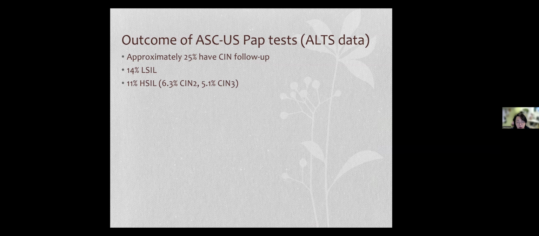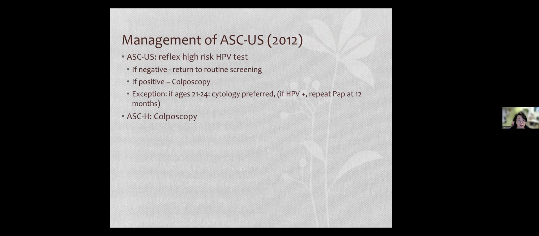And again, there's a study out there: ASC-US, it turned out, the follow-up had 14% low-grade SIL and 11% high-grade SIL. So that's pretty significant, so we cannot remove this category. Management for ASC-US is reflex high-risk HPV testing. And if it's negative, return to routine screening. If it's positive, go to colposcopy.